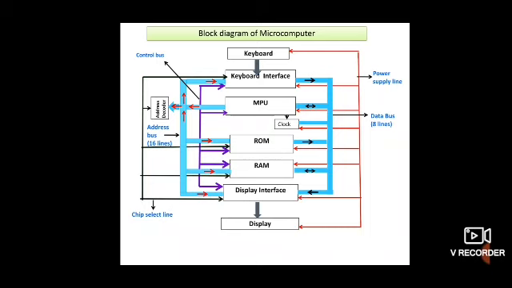Students, remember how to draw the block diagram of microcomputer. First draw all these blocks. How many blocks? 7 blocks are there: keyboard, keyboard interface, MPU, ROM, RAM, display interface and display, that is 7 segment display. Then draw data bus lines. On these data bus lines show the arrows because arrows indicate data flow. Then draw the power supply line, attached to each block in microcomputer.